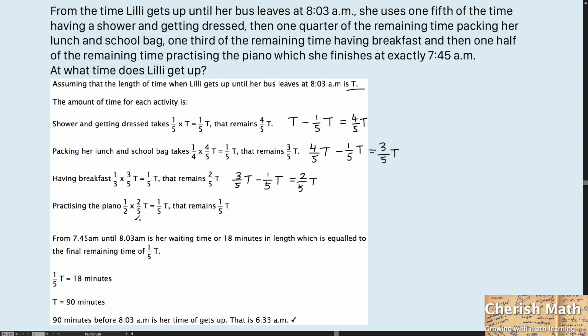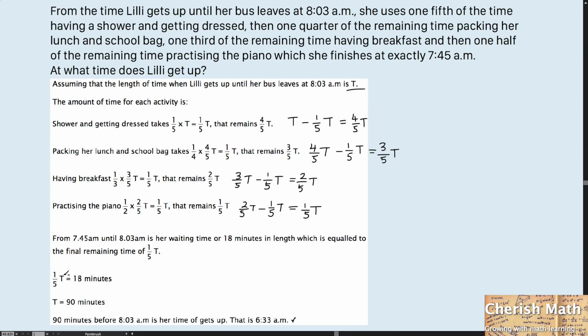When it is multiplied, it produces 150, which is the time required for practicing the piano. That remains 150, from this 250 minus the 150, and 150 is the time that is left. This amount of time, which is 150, is from 7:45 a.m. until 8:03 a.m. as her waiting time, and this is equivalent to 18 minutes.